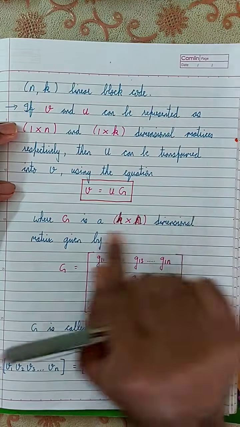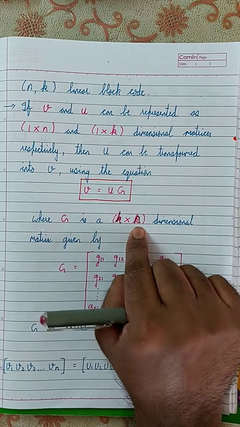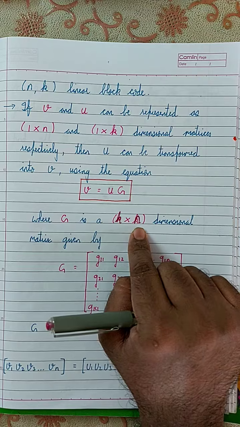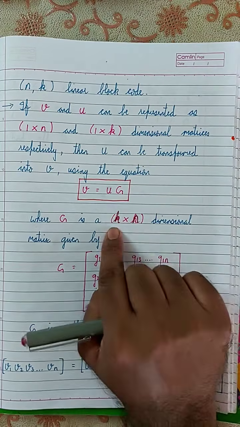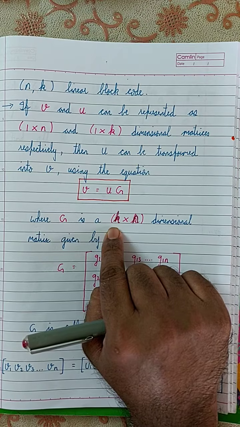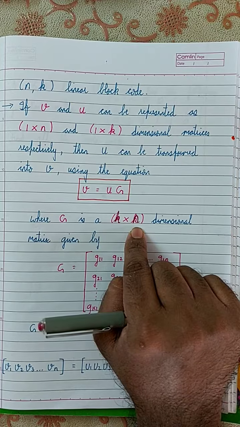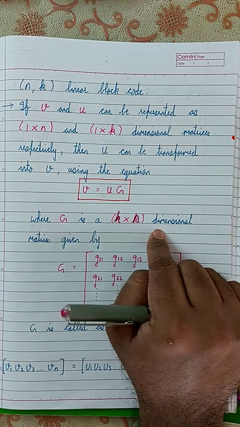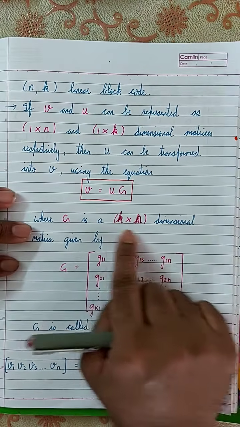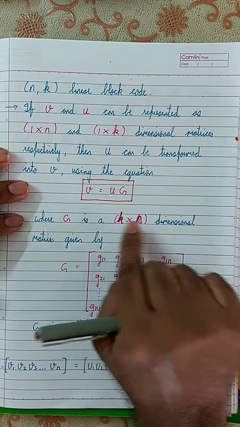Okay, k by n. Here k represents the number of input bits and n represents the number of output bits. So k by n means k is the number of rows of the G matrix, and n is the number of columns of the G matrix. And that means we can represent the matrix G in this case. How do I know this?